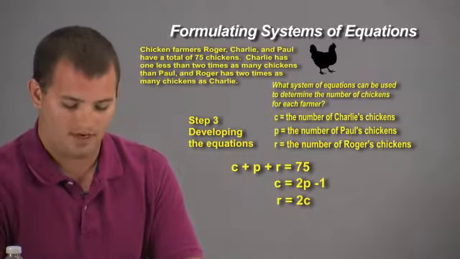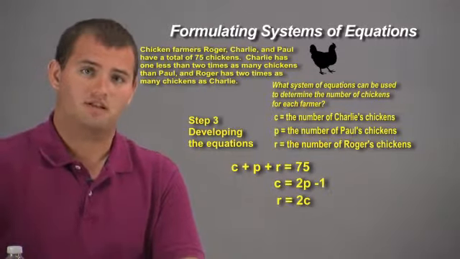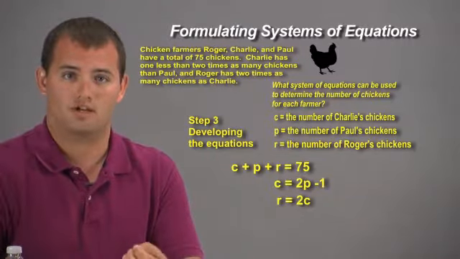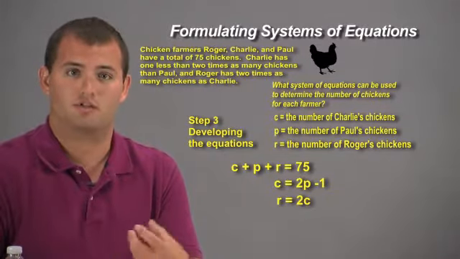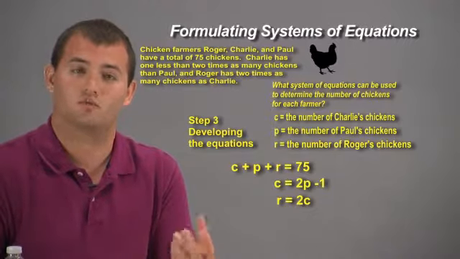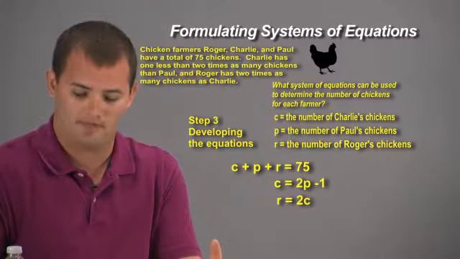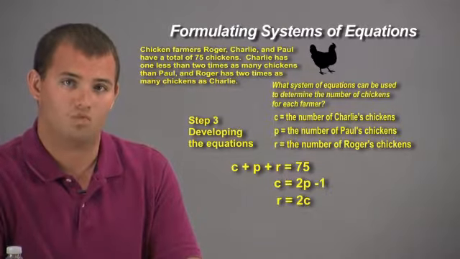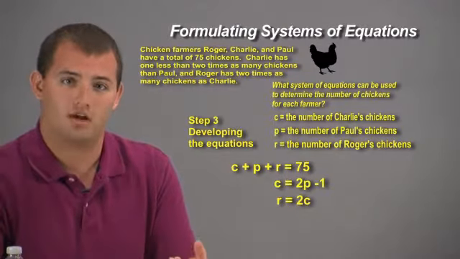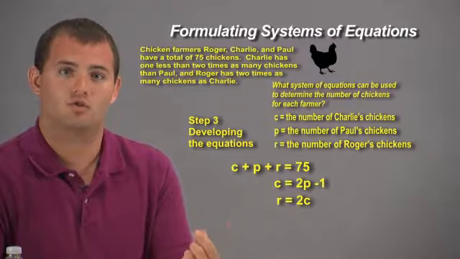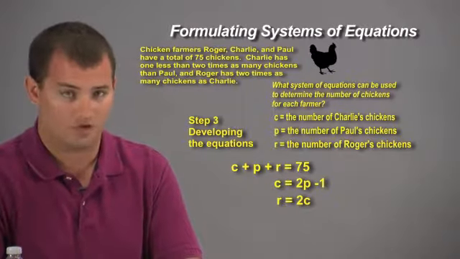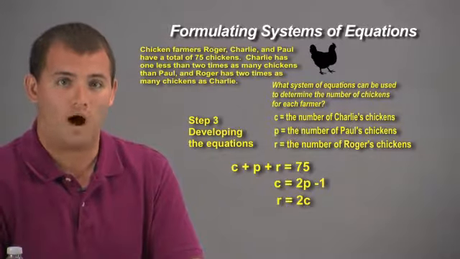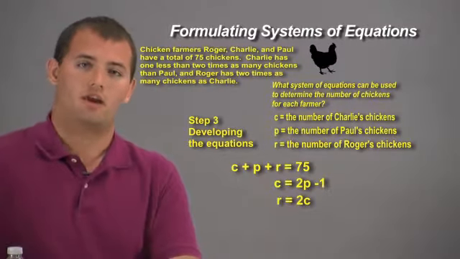Okay? Now here's our system of equations. C plus P plus R is equal to 75: the quantity of chickens that Charlie has, plus the quantity of chickens that Paul has, plus the quantity of chickens that Roger has, is equal to 75. Our second equation is C is equal to 2P minus 1. The quantity of chickens that Charlie has is 1 less than twice the quantity of chickens that Paul has. And our third equation is R is equal to 2C. Roger has twice the quantity of chickens that Charlie has.